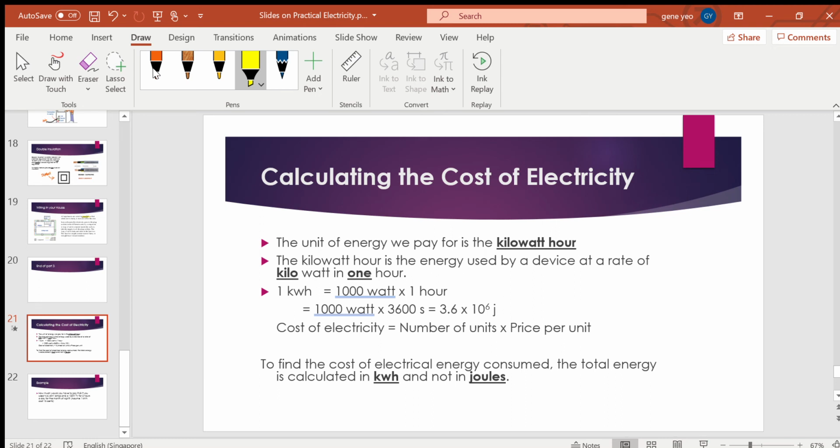Okay, welcome back to the last part of practical electricity. This is the part where I'll teach you how to calculate the cost of electricity.